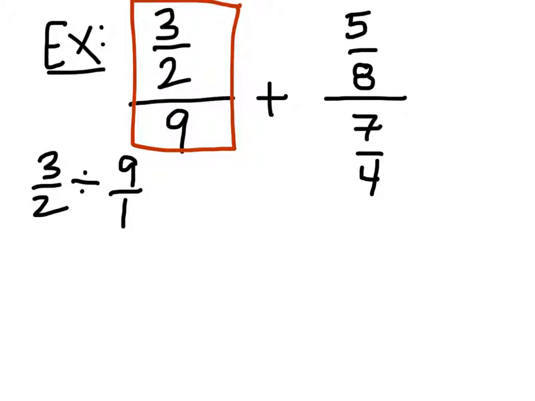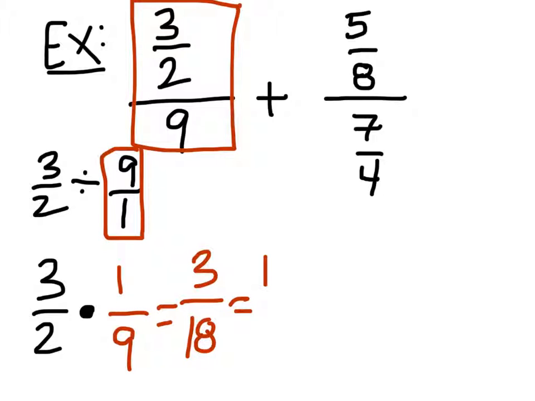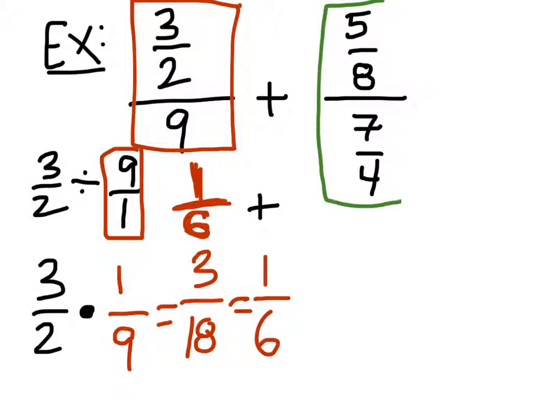So since I want to turn this into multiplication, the 3/2 stays the same. We're going to multiply. I'm going to take this 9 over 1 and turn it into 1 over 9. This is going to give me 3 over 18, which reduces to 1 over 6. So on this side, I've got 1/6. So this is my original problem, 1/6. I am going to add it to this other complex fraction, okay?